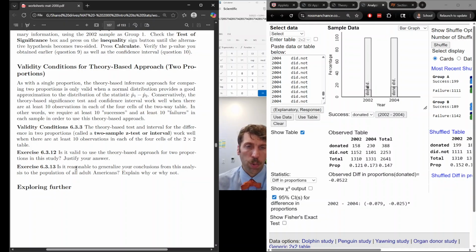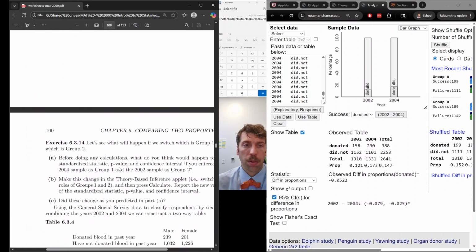Number 13, is it reasonable to generalize your conclusions from this analysis to the population of all adult Americans? Explain why or why not. That goes back to the methods of the survey. So was it a random sample? Okay, exploring further.